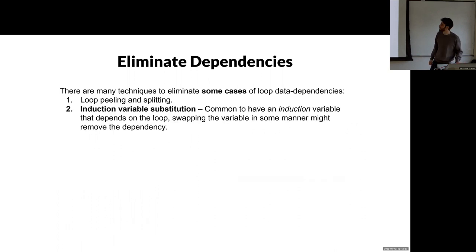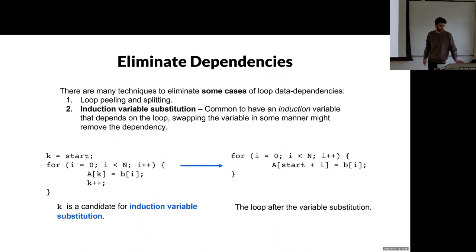The second one is induction variable substitution. We sometimes see code where we don't only have the index I, we also have another index. Maybe we'll do k plus plus, maybe plus equals two. And this is actually a dependency that we saw before. The induction variable substitution says let's take this k, which causes the dependency, and try to replace it with something numerical, for example, this star.